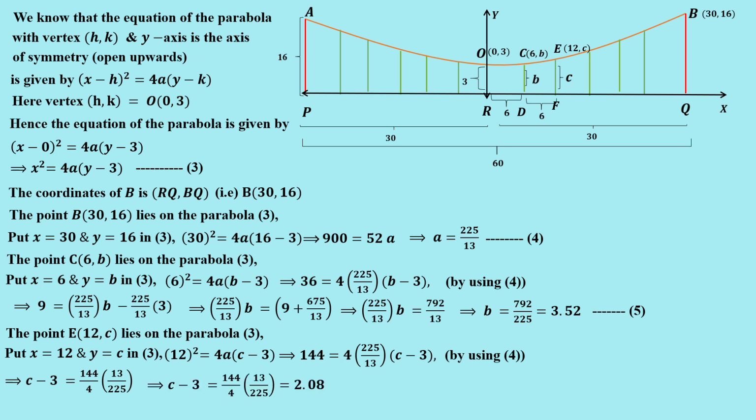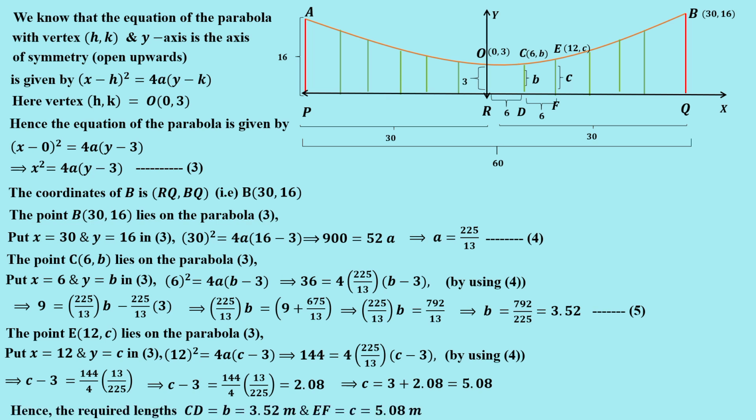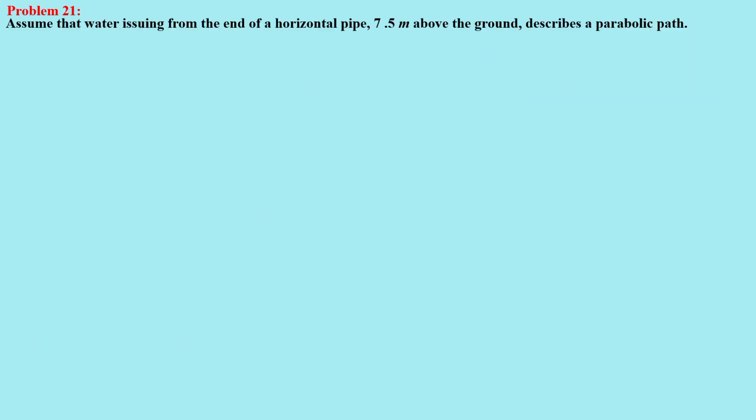So c minus 3 is equal to 144 by 4 into 13 by 225, that is equal to 2.08. So c is equal to 3 plus 2.08, that is equal to 5.08. Since the required lengths are CD, that is what we have to find, 3.52 meters, and EF, the length 5.08 meter. Thanks. Next problem.